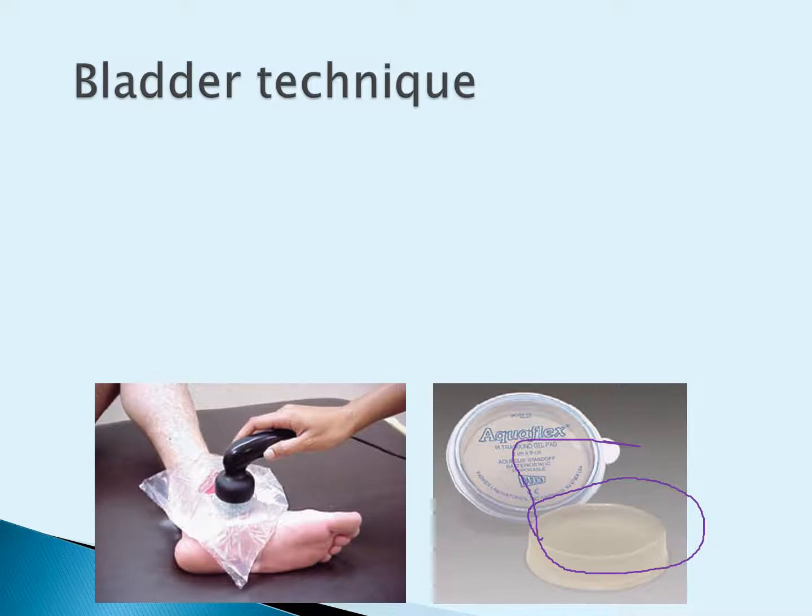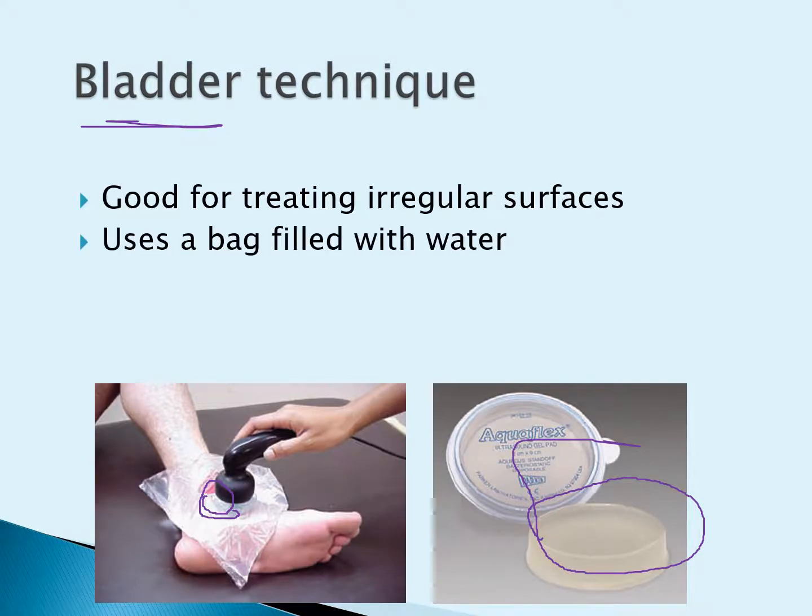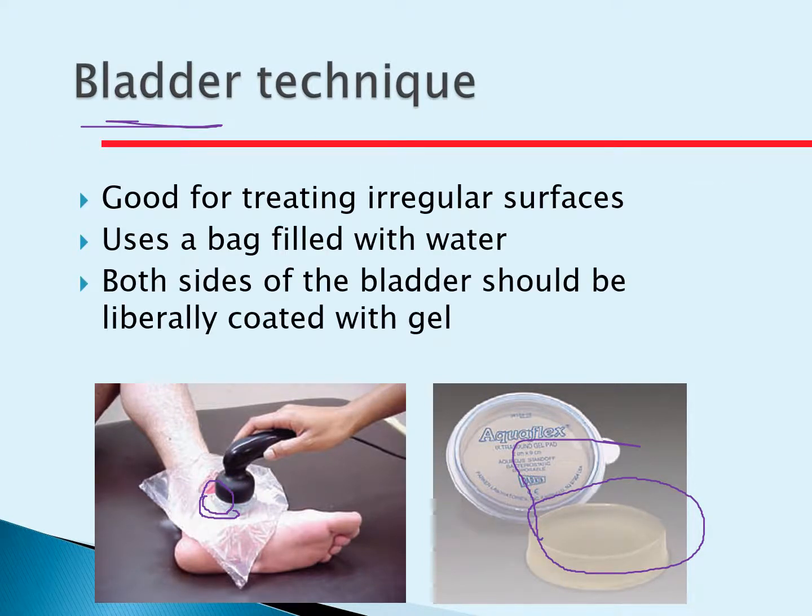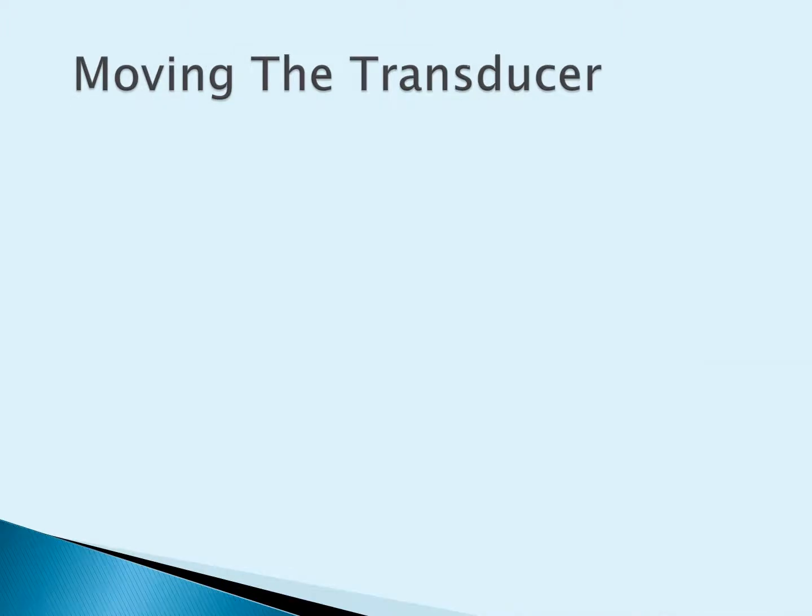We're going to use a water-filled substance like a glove or a bag to conform to the area we're trying to treat, in this case the lateral malleolus, because it's not a very uniform surface. Either side of that bladder has to have ultrasound gel on it in order to transmit the sound. It's good for irregular surfaces. Use a bag filled with water. Both sides of the bladder should have gel.